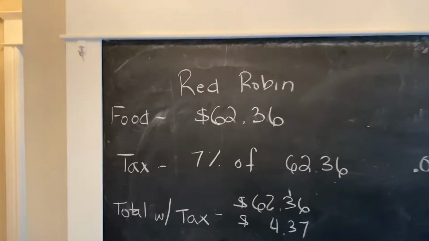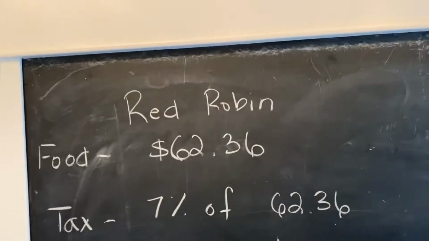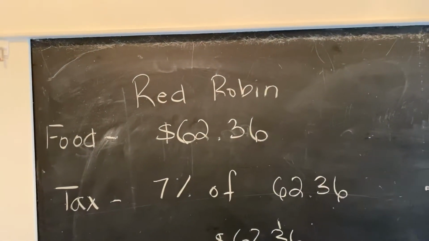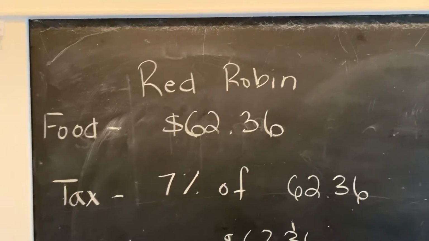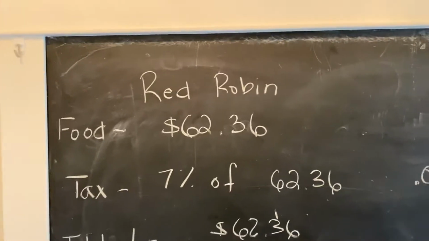Hey everyone, I'm going to give you an example of our menu project that you're going to be working on later in the week to figure out your order forms. So I have a hypothetical example that my family went to Red Robin and the food total came to $62.36. You will get the food total once you have people order off your menu. That can be friends or family.